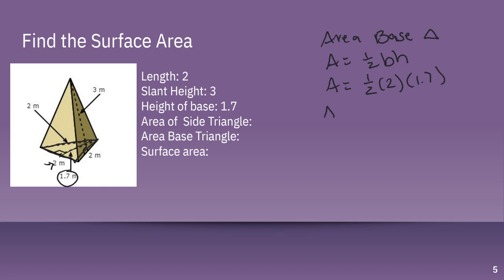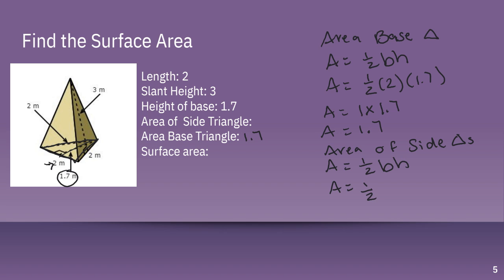So now I'm ready to multiply this out. 1/2 of 2 is just 1. So now I have 1 times 1.7. And 1 times 1.7 is just 1.7. So the area of my base triangle is 1.7. Now, I need to find the area of the side triangles. So again, it's still triangles, so I'm going to do the area equals 1/2 base times height. What is my base in this case? My base is 2, so I have 1/2 times 2.